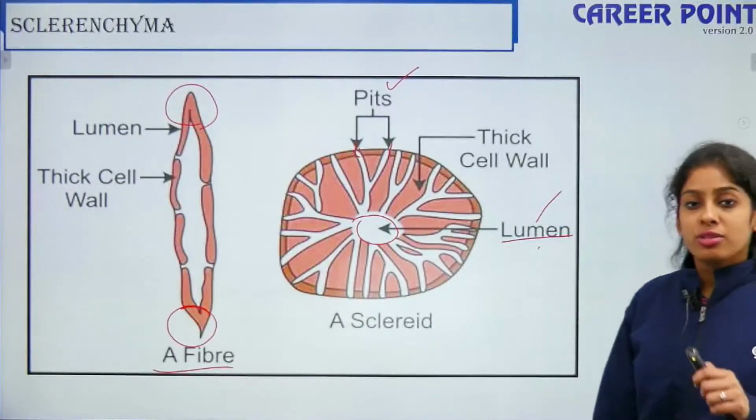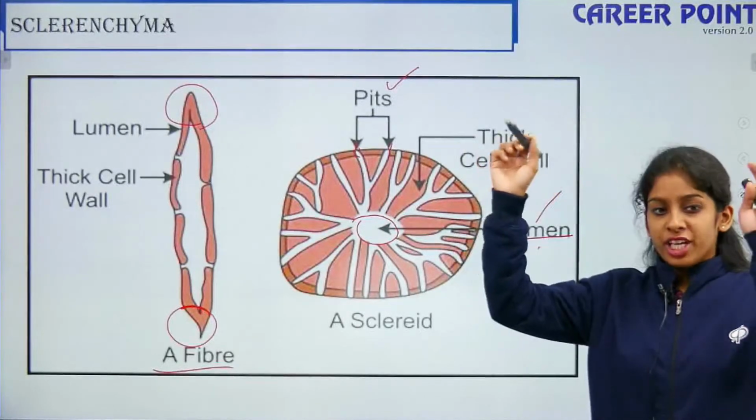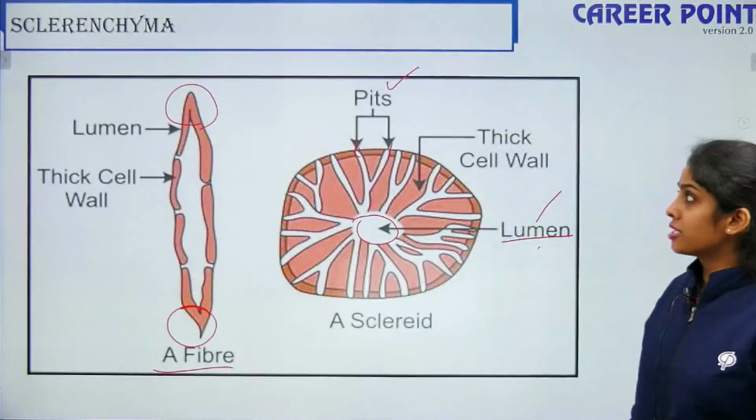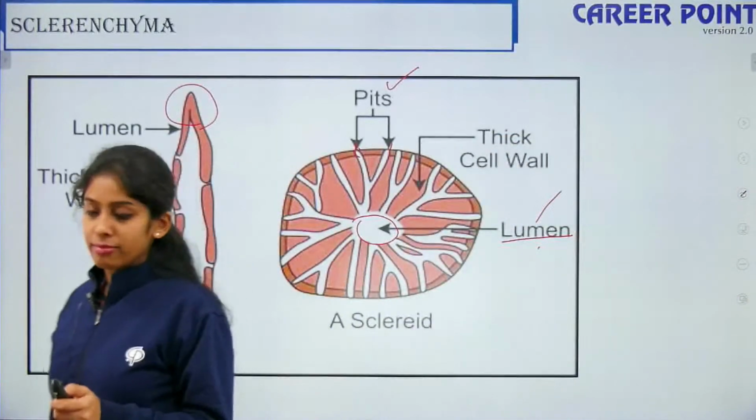So we are done with the simple tissues of the permanent tissue. The broad classification is permanent tissue, and under that we are done with simple tissues. In the next class we will talk about complex tissues, that is xylem and phloem.